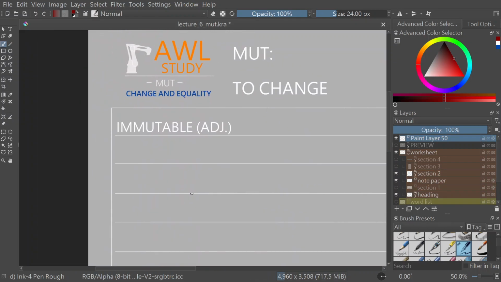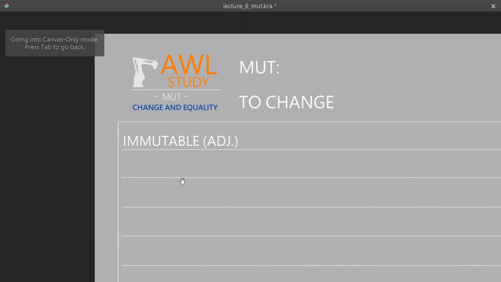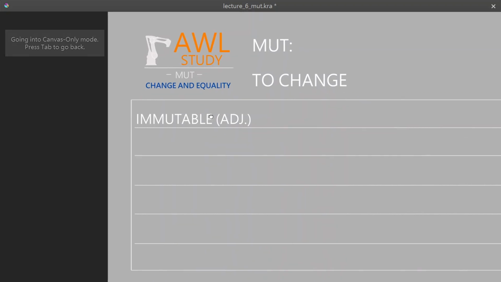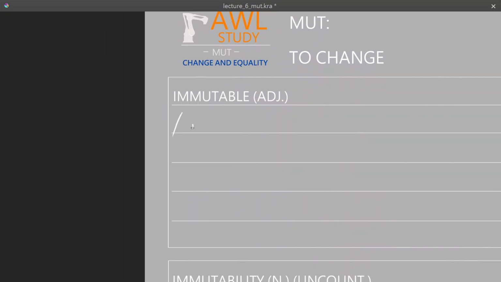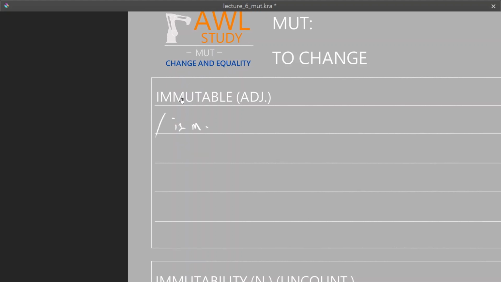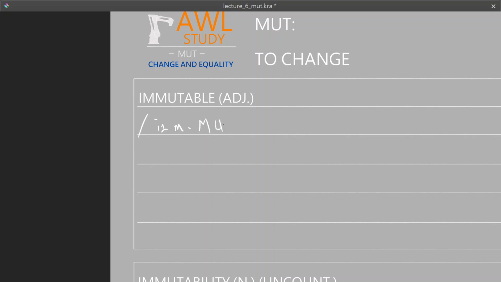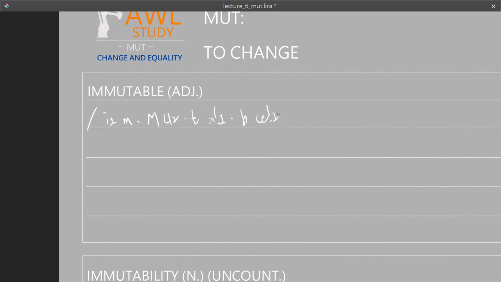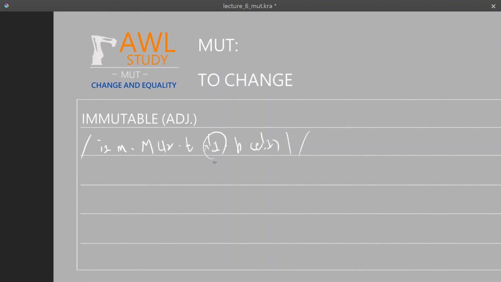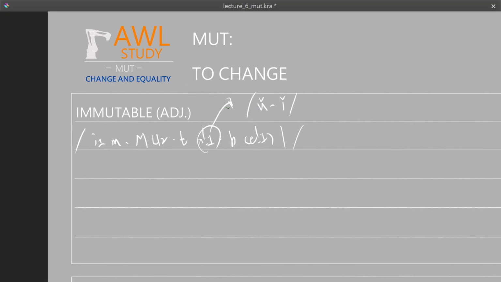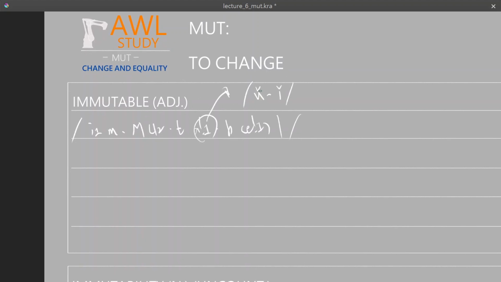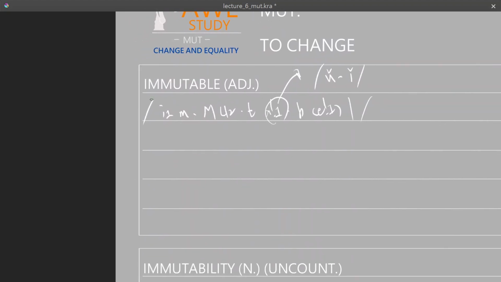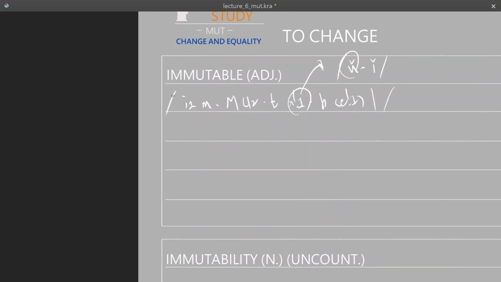The first one is immutable. The stress is on the second syllable, so we have immutable. The first schwa sound is in the first syllable. Remember, we have two schwa sounds. This is the first schwa sound.